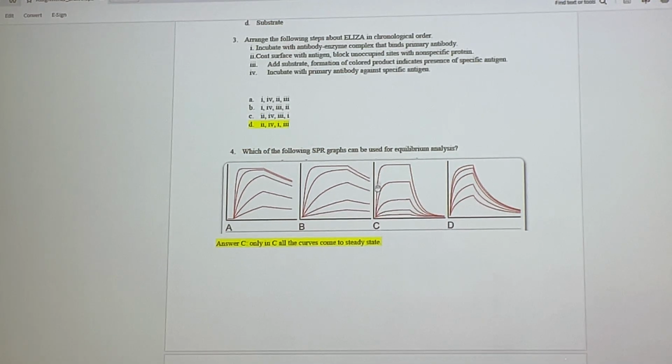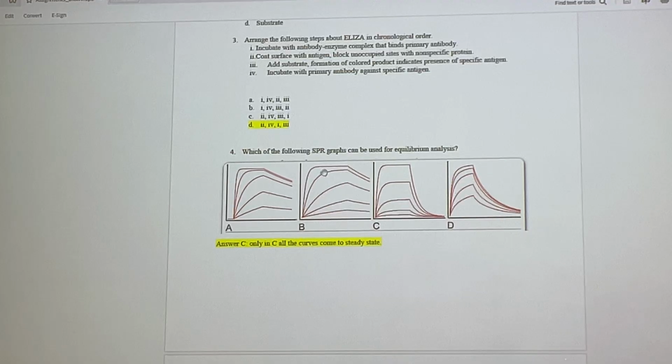So basically, we need to capture the full procedure of both processes. Association, like it binds and then reaches equilibrium, and also dissociation. So basically, you wash it away, it dissociates and then reaches zero. So you need to pick a graph that reaches equilibrium at both of these steps. And that's the only C. For A, we can see that it hasn't reached the dissociation equilibrium. So you need to give it longer time here.